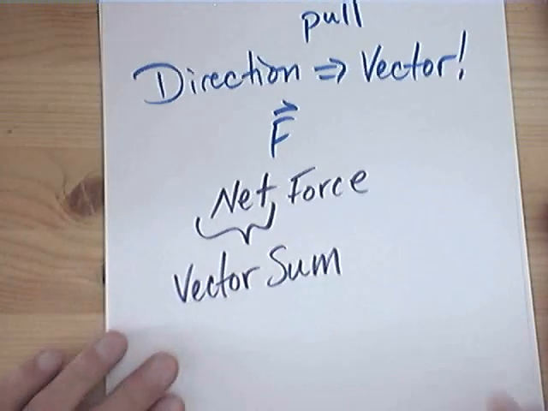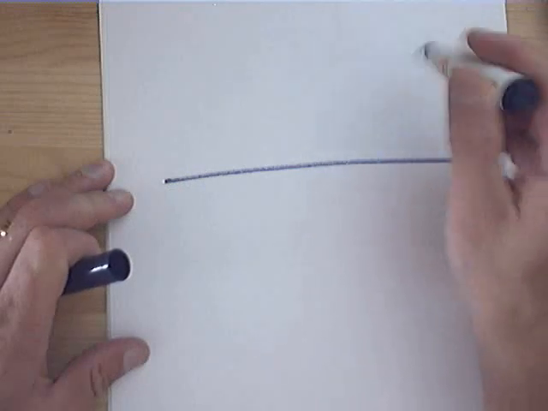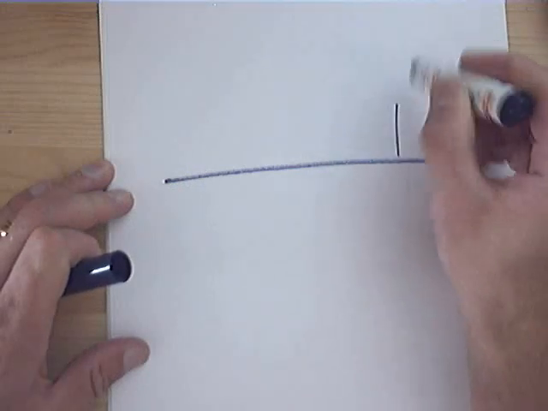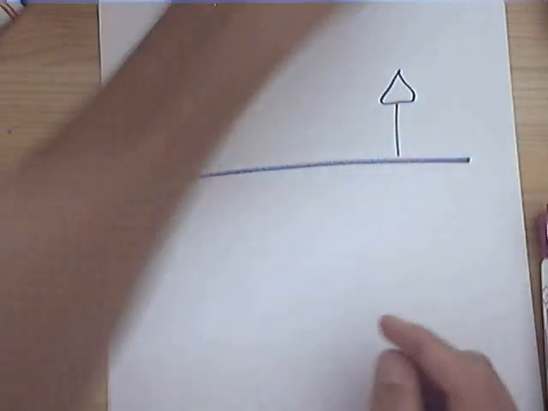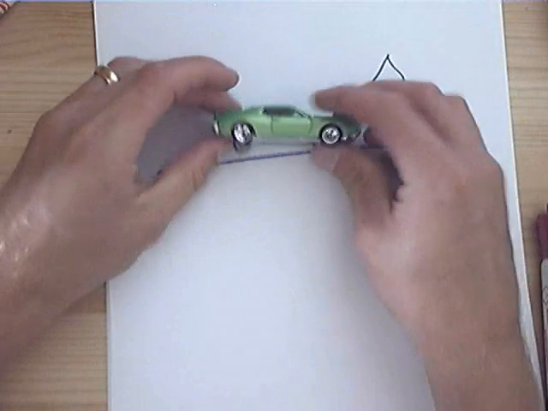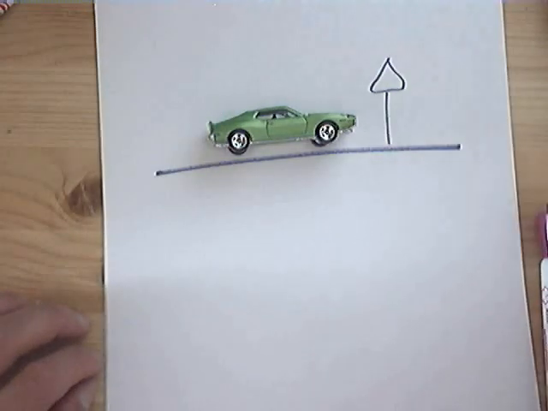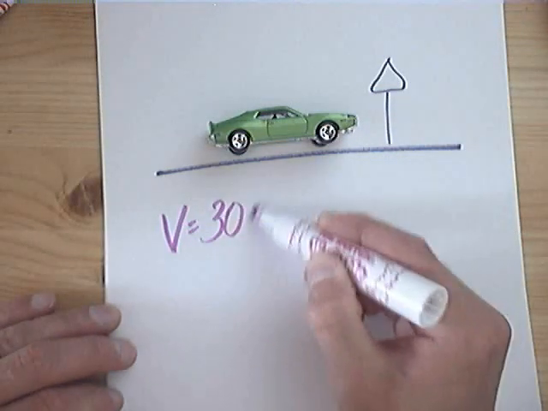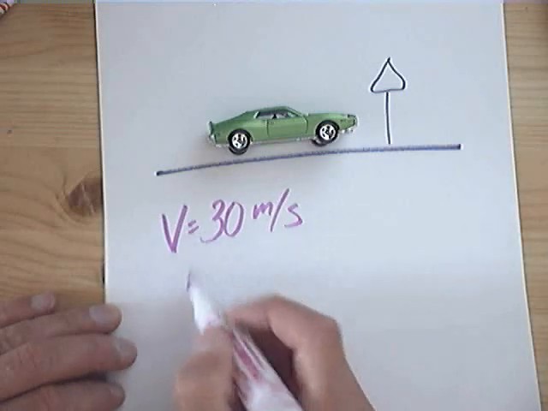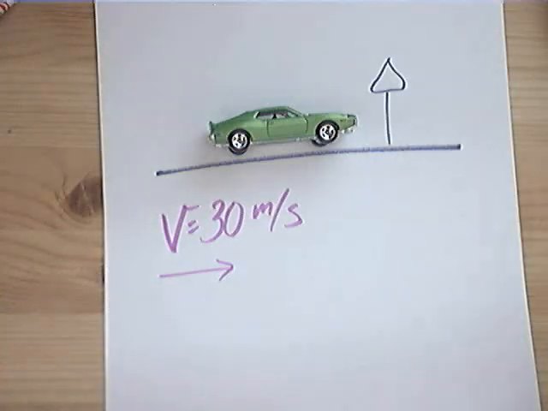So, we need something to have a force on it. Let's take a look at a road with our little yield sign. And we need a car. Here we go. Car's going this way. So let's have him moving at a nice constant velocity of 30 meters per second. And the velocity is moving that way. Or it's got really good reverse.